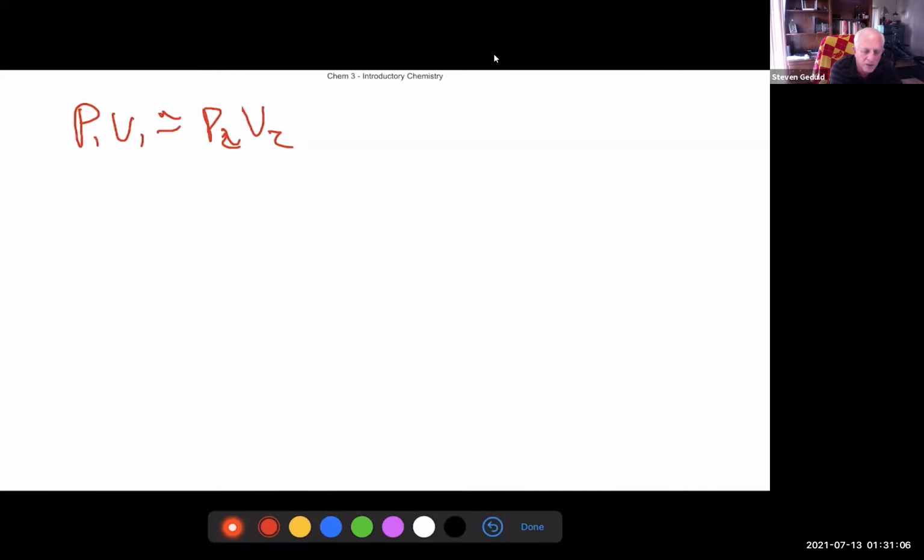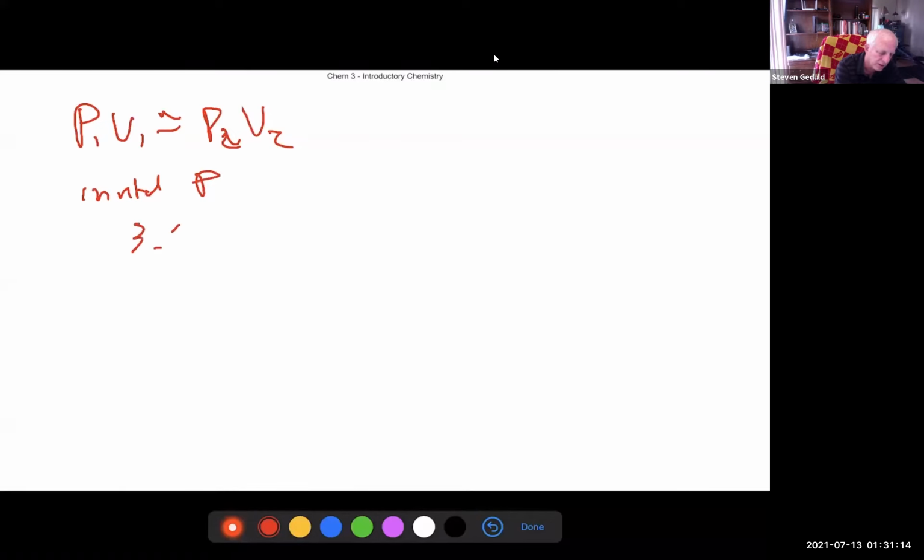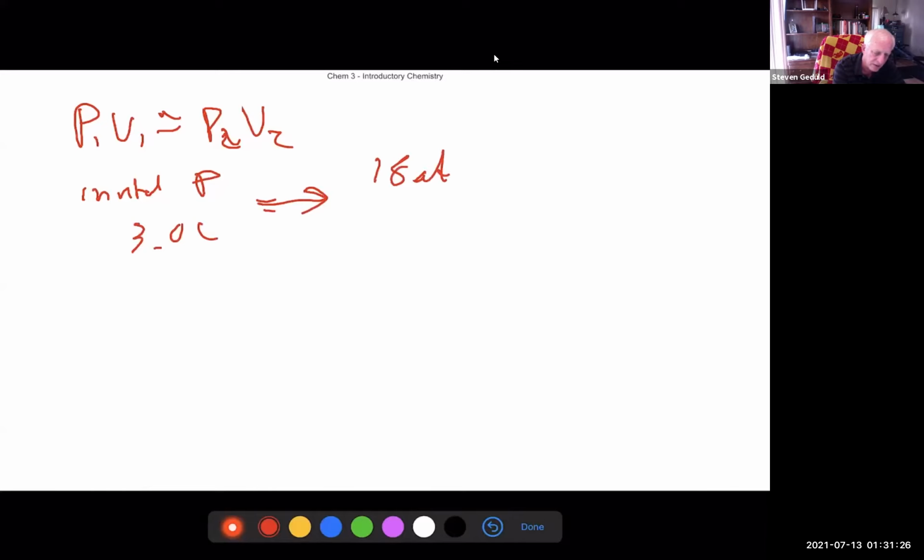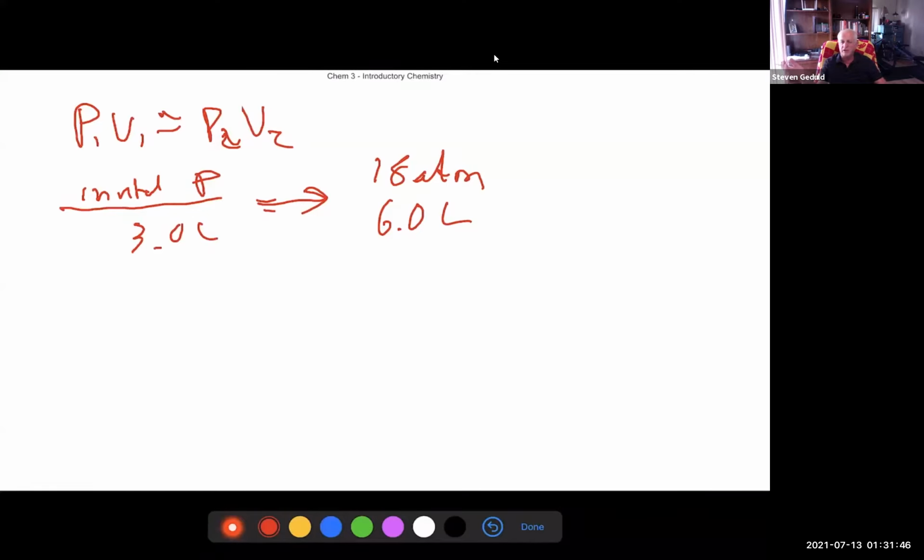What's the initial pressure in a container? So you want to find the initial pressure in a container that has a volume of 3.0 liters. Okay. If the pressure now is 18 atmospheres, and the size of the container is 6.0 liters. What was the initial pressure in the container? So what was the initial pressure in the container at 3 liters has now been moved to a 6-liter container, and that is 18 atmospheres of pressure. That's the type of question you see on the final.